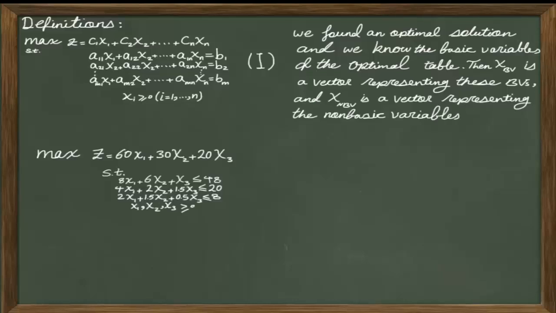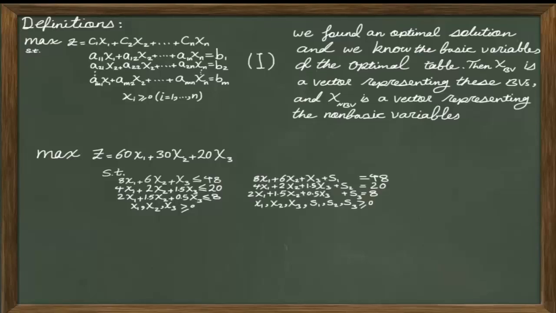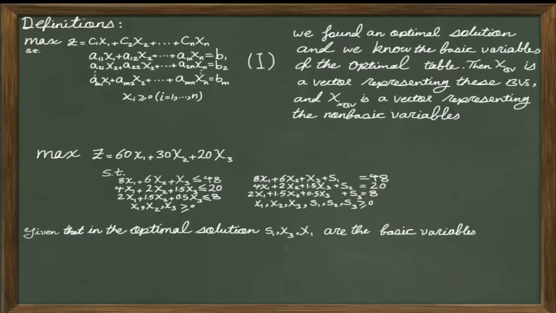For example, if I have a maximization problem as shown on the screen, the first step is to standardize this problem. Since all the constraints are in the form of less than or equal, the only auxiliary decision variables that we need are slack variables to make this problem standardized. Now, given that in the optimal solution, S1, X3, and X1 are the basic variables, I can form the XBV and XNBV vectors. This is important to remember: we are usually given the basic variables in the optimal solution.